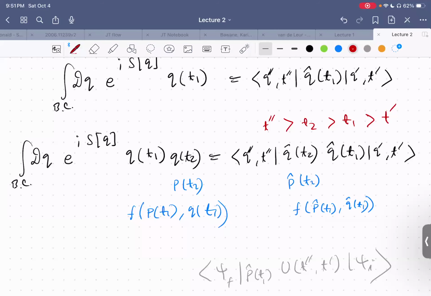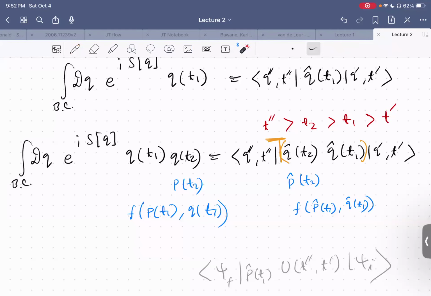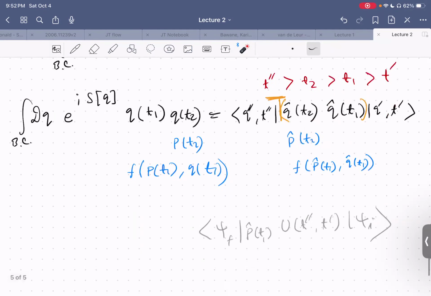You often see that people insert some kind of symbol here. For example, you may see a big T at the beginning and then a bunch of operators. It simply means that you insert the operators according to time. So insert the operator that's more in the past first, and then the other one and the other one and so on. That's it.